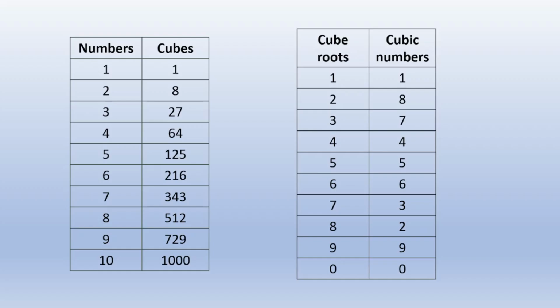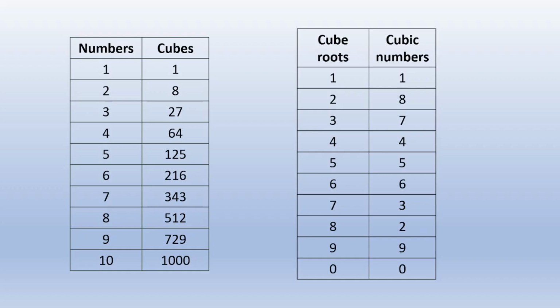If a number ends with 1, the cube of the same number will also end with 1. If a number ends with 2, the cube of that number will end with 8, and so on. So the numbers 1, 4, 5, 6, 9 and 0 will have the same numbers in their cubes also. It is just 2, 3, 7, 8.